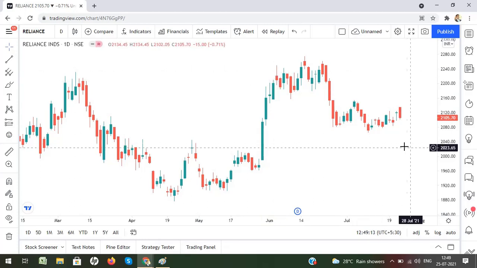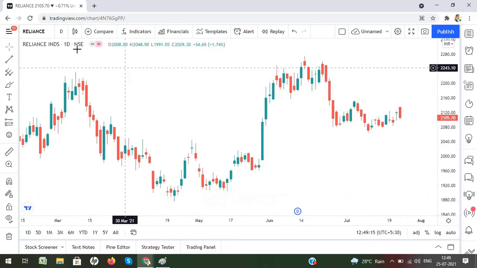Now, the time frame that I am looking at, you see here, this is called a time frame.